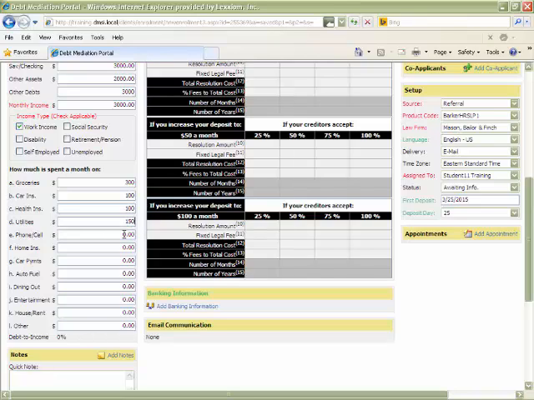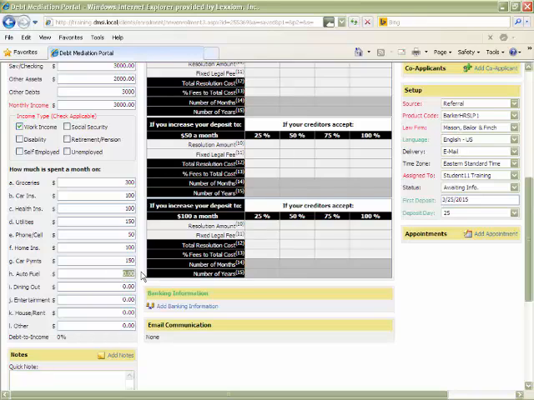Field E is phone, including cell phone. How much does the applicant spend per month on telephone services? We'll use $50. Field F is home insurance. We will use $100 because it could be for renter's insurance. Field G, the car payment, $150.